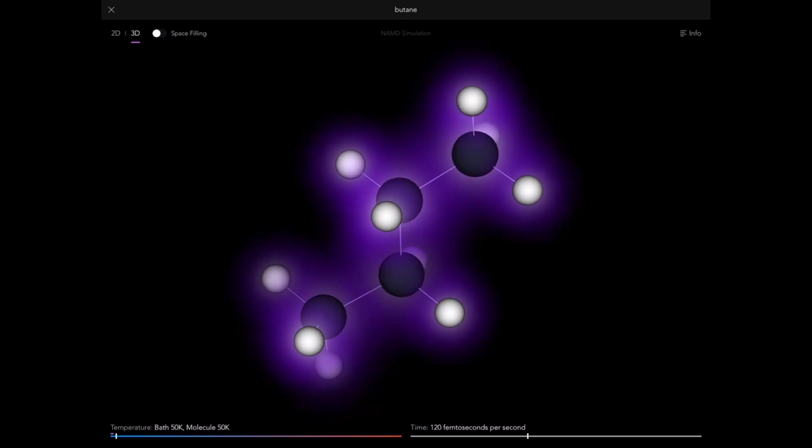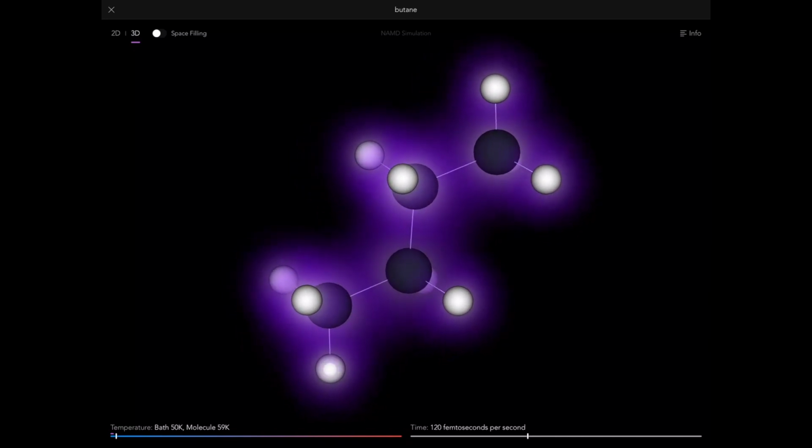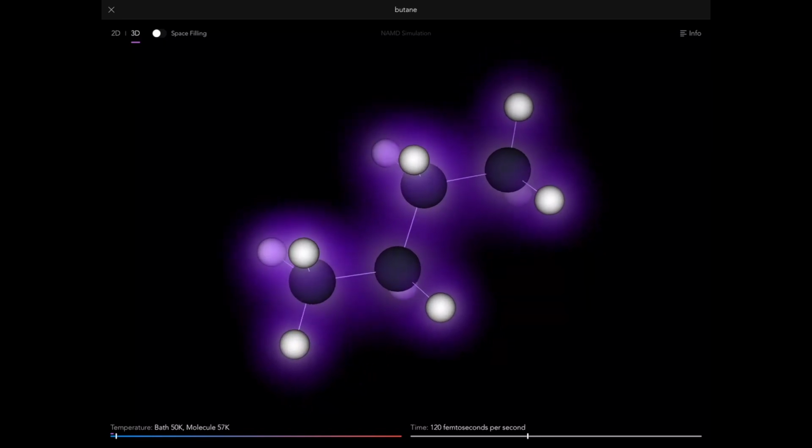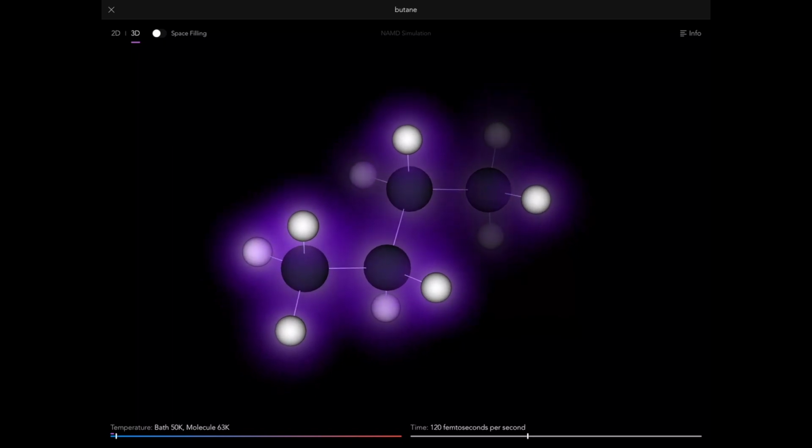And that keeps the electron density associated with this methyl group here as far away from the electron density associated with this methyl group there.